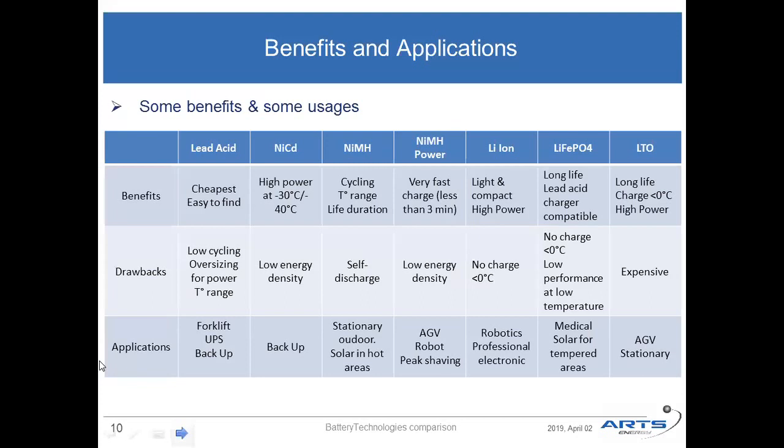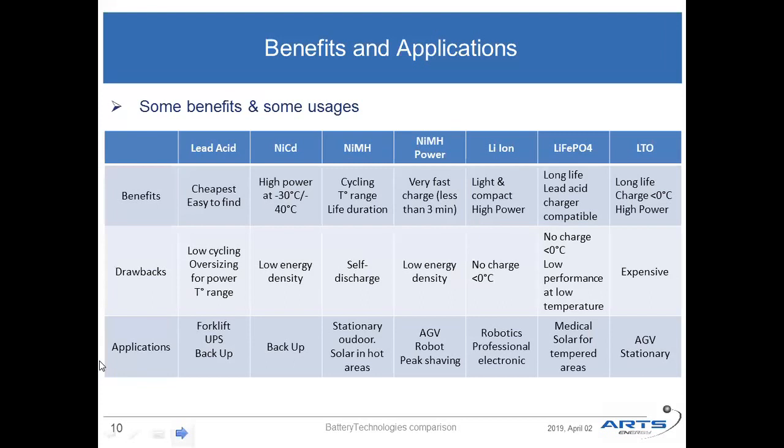Nickel metal hydride, the main benefit is cycling, the large number of cycles, the large temperature range, and the long life duration. The drawback is the self-discharge, and this technology is mainly used today in stationary outdoor applications or solar applications in hot areas.